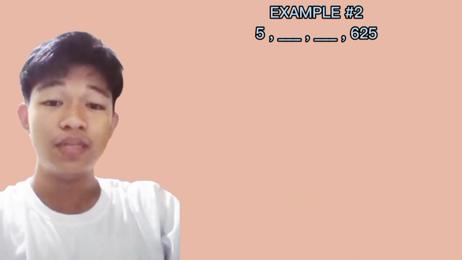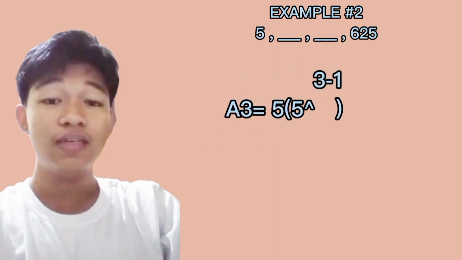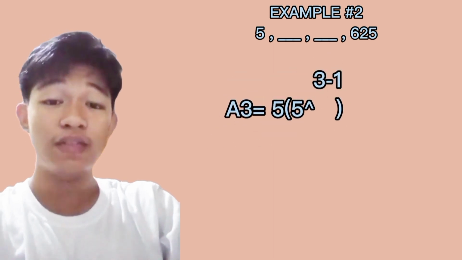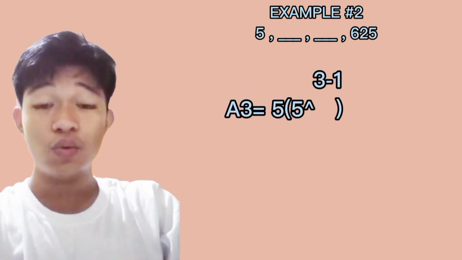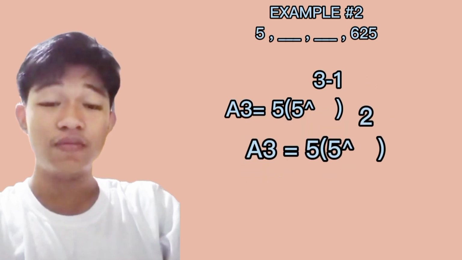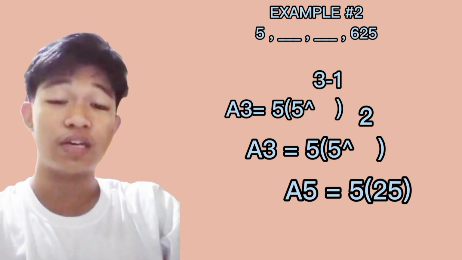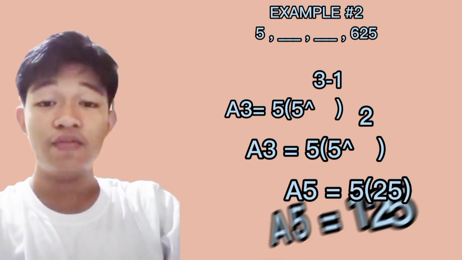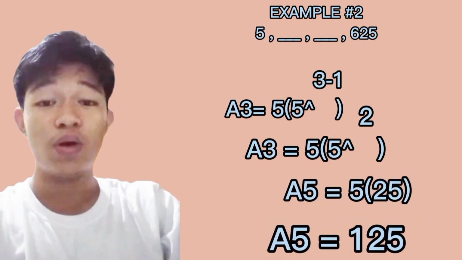And a sub 3 is equals to 5 times 5 to the power of 3 minus 1, which will be 5 times 5 squared, and 5 squared is equals to 25. So 5 times 25 will be 125.